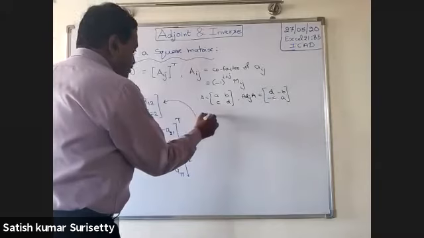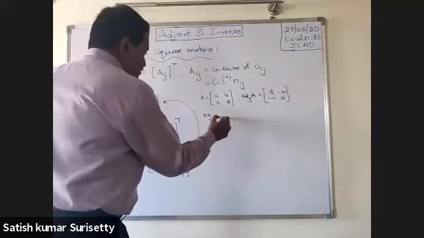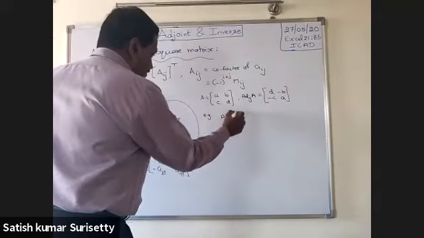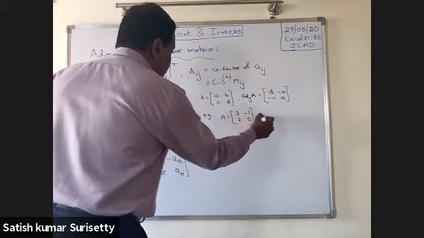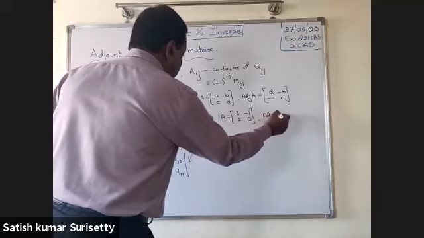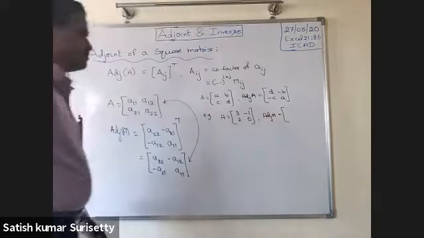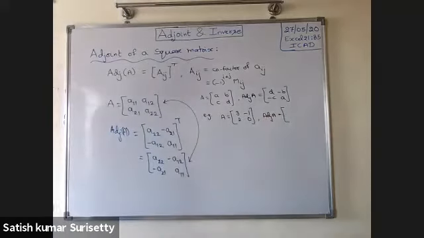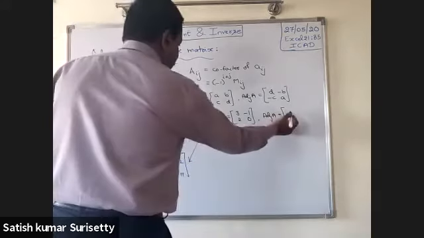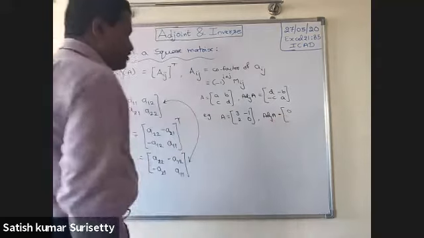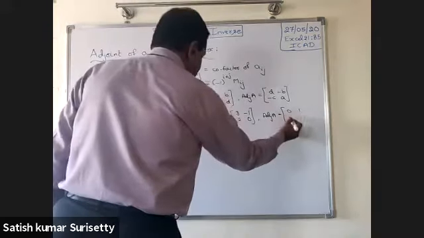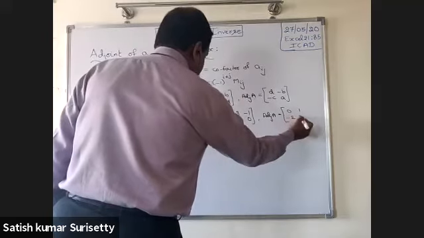Write one example. Find the adjoint of the matrix 3, minus 1, 2, 0. What is the adjoint? First row: 0, 1. Next: minus 2, 3.